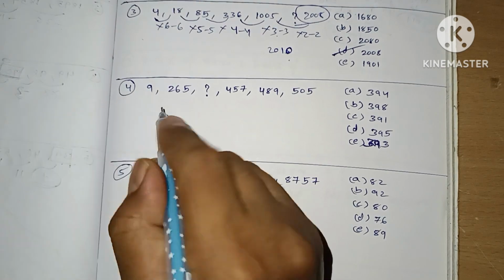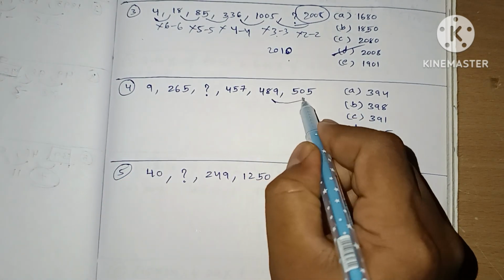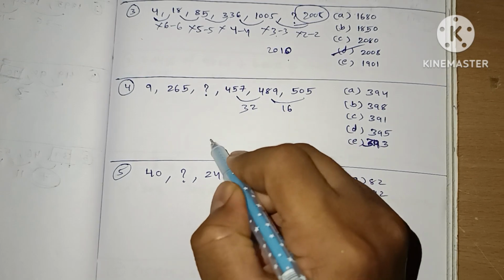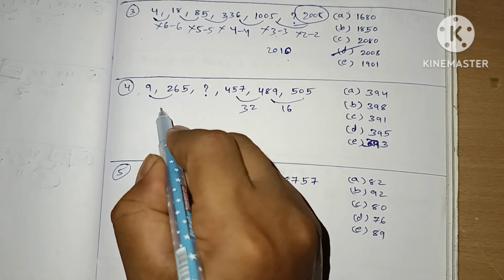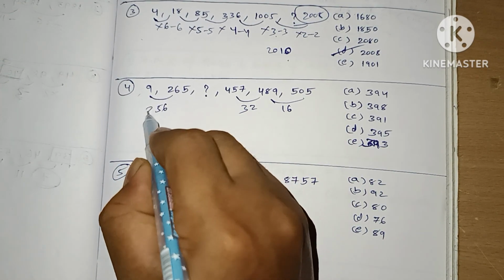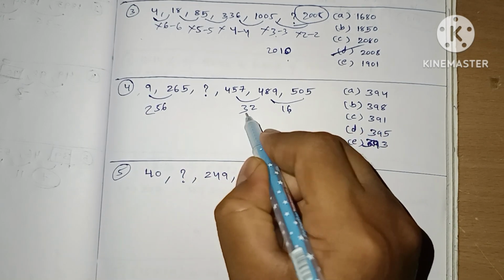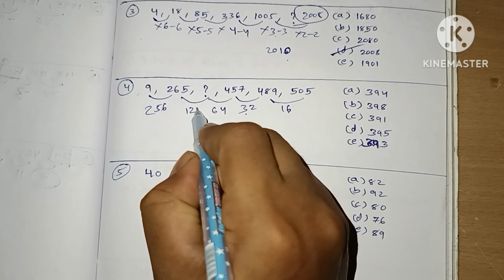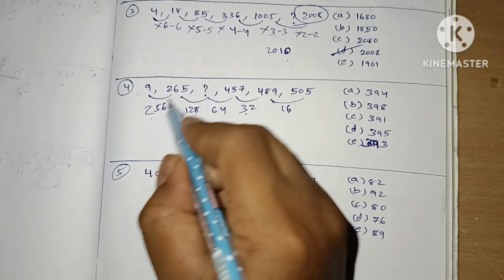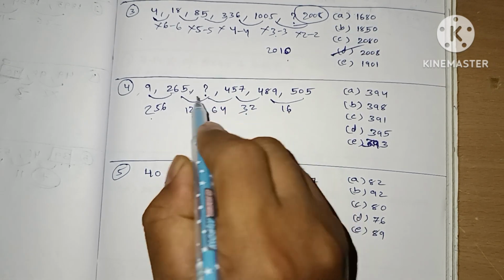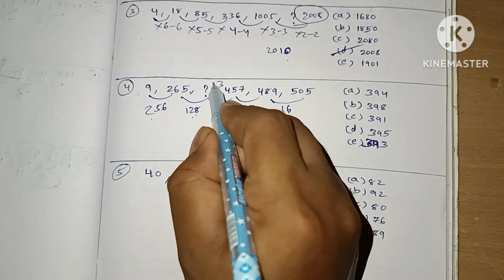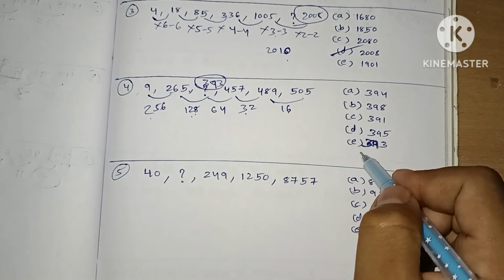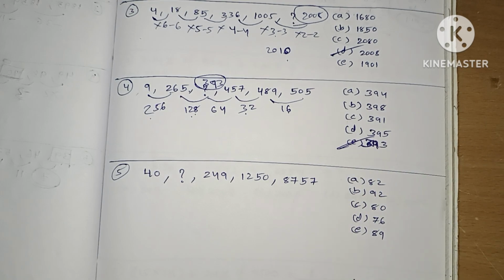Next, fourth one. Here the difference between these two is 16. Here the difference is 32. Here the difference is 64. 16 becomes 32, 32 becomes 64, 64 becomes 128, 128 becomes 256. So 265 plus 128 will be 393. 393 is our answer. Option E is our answer.